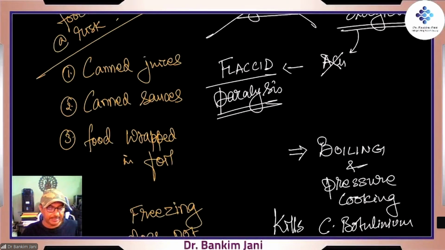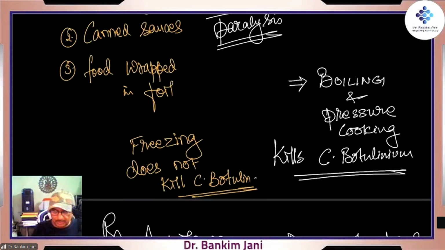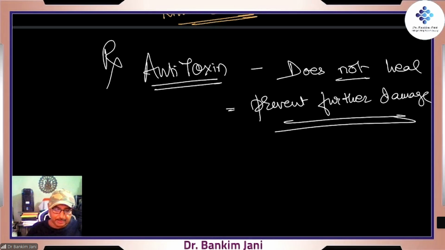Foods involved are canned juice, canned sauces, food wrapped in foil. Freezing would not kill this bacteria, but boiling and pressure surely kill Clostridium botulinum. If the patient is lucky and it is available, you give antitoxin, botulinum antitoxin, but whatever damage has occurred is done. It cannot be reversed because it leads to permanent damage, but further damage can be prevented. That's why these things are pretty dangerous.